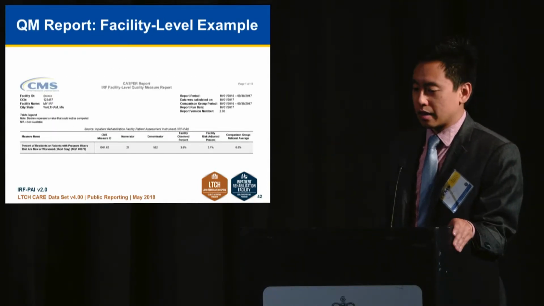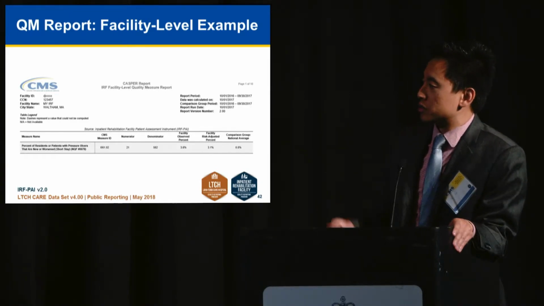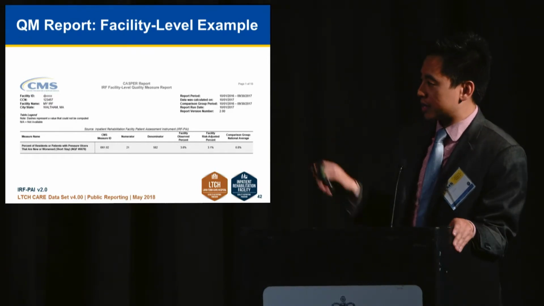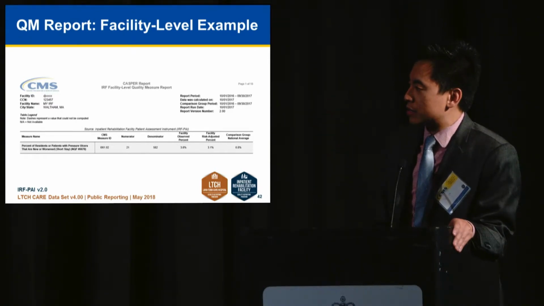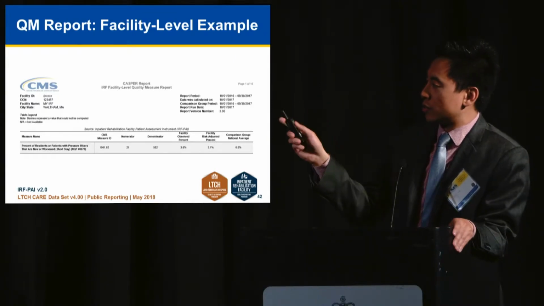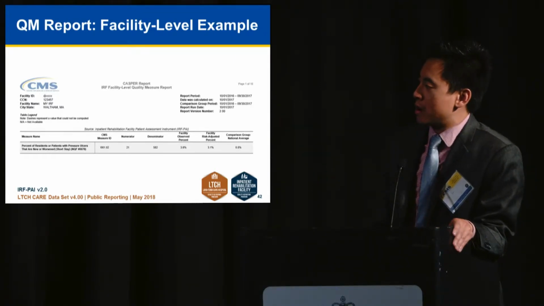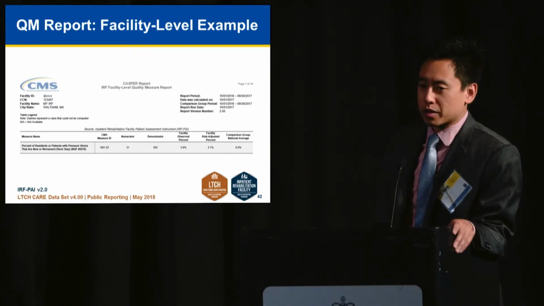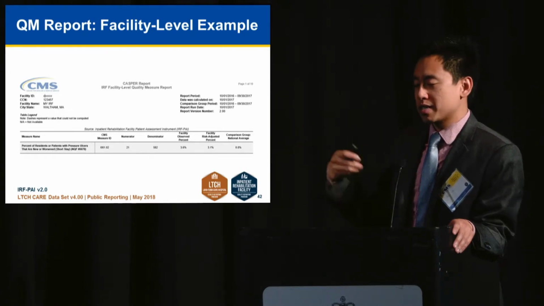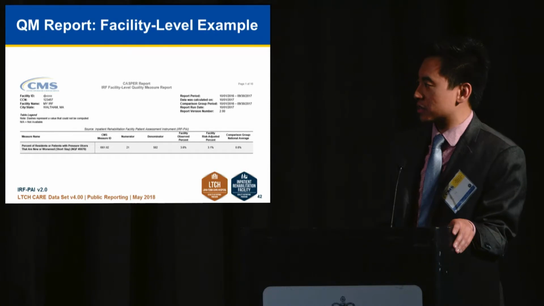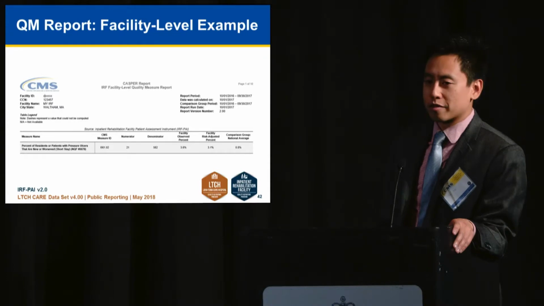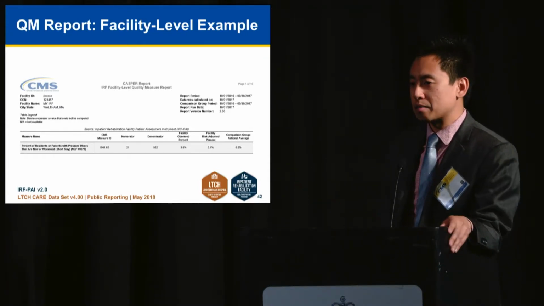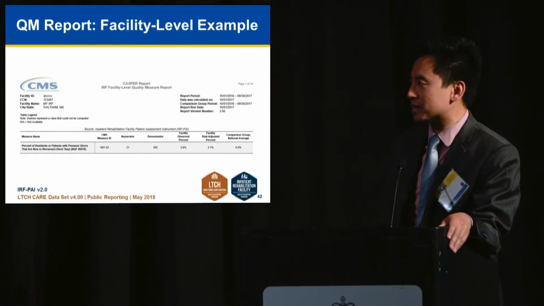So here's an example of a facility-level quality measure report. You see on the top, kind of similar to the review and correct, you'll see the facility-level information. To the right is the report period. So this report right here, the report end date is September 30th, 2017. And whenever you request a report, it goes back a year. So it goes back to October 1st, 2016. So you'll always get a single reporting period, or 12 months of data.